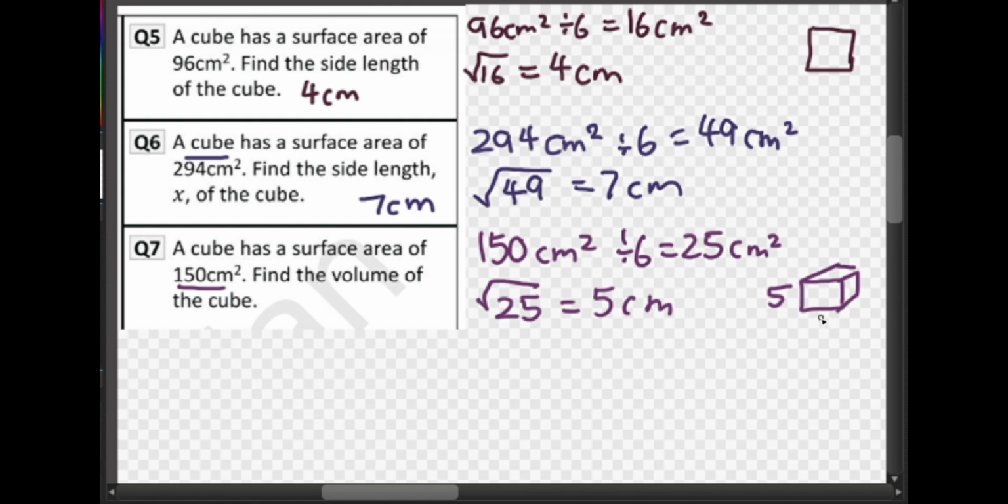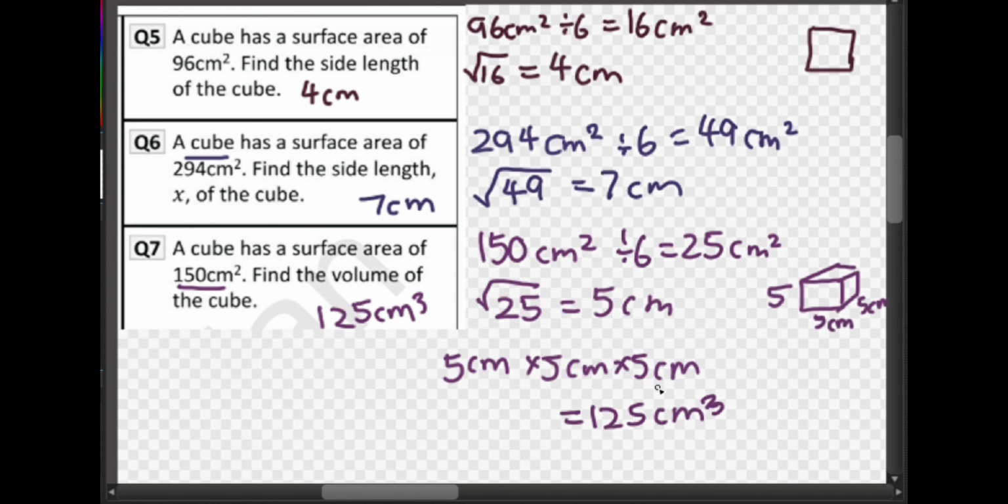To find the volume, we just take 5 cm times 5 cm times 5 cm, since it's the width, length, and height. So the answer will be 125 cm³.